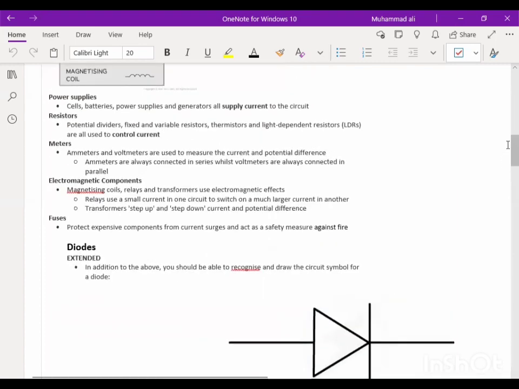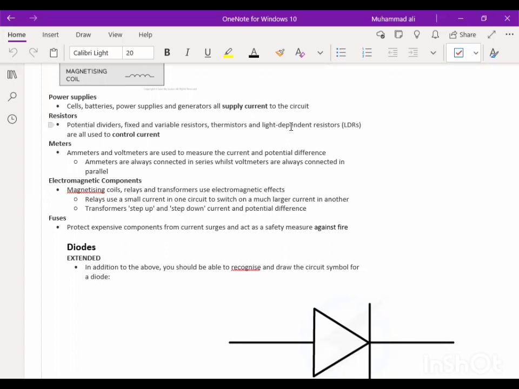Now power supplies: cells, batteries, power supplies, generators, all of them are going to supply current to the circuit. When we talk about resistors, potential dividers, fixed and variable resistors, thermistors, light dependent resistors, also called LDRs, they are going to be used to control current. And we know exactly why: because R and I are inversely proportional. So when they have a high resistance, current is going to be low. When they have a low resistance, current is going to be high.